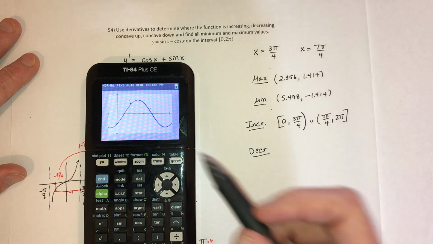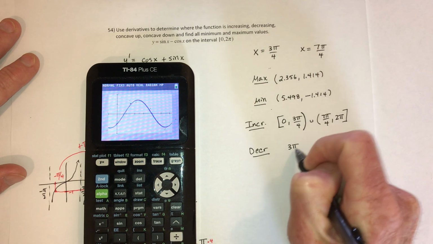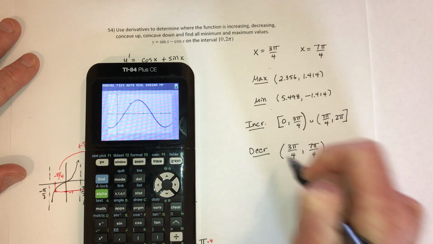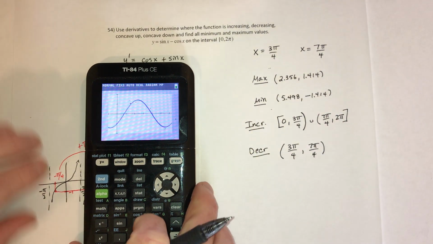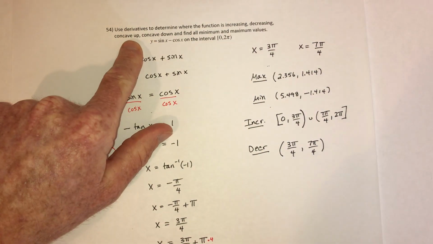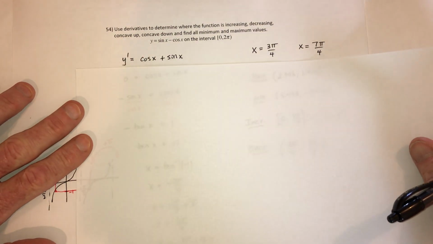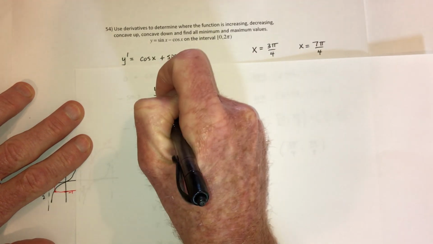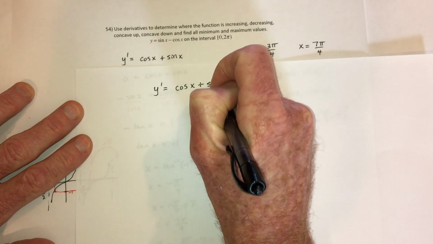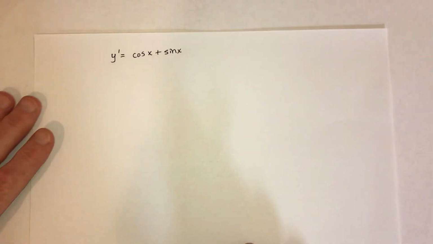And then for decreasing, so that's just when it goes from the top to the bottom. So that is from 3 pi over 4 to 7 pi over 4. We're now done with the first derivative. In order to find concave up and concave down, we need the second derivative. So first, I get a new piece of paper, and then I write down the first derivative, and then we're ready to do the second derivative.